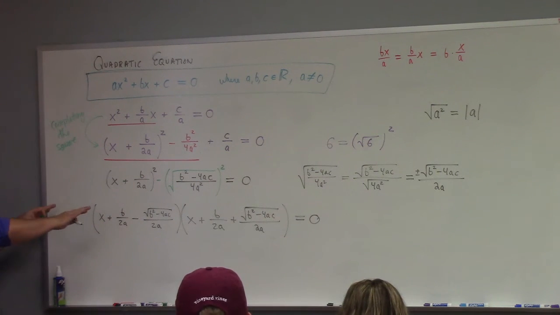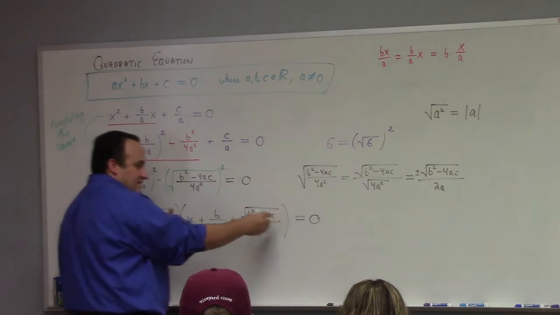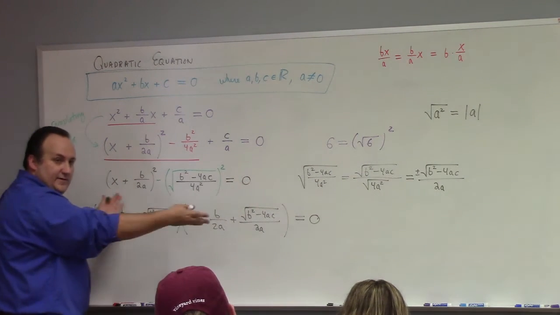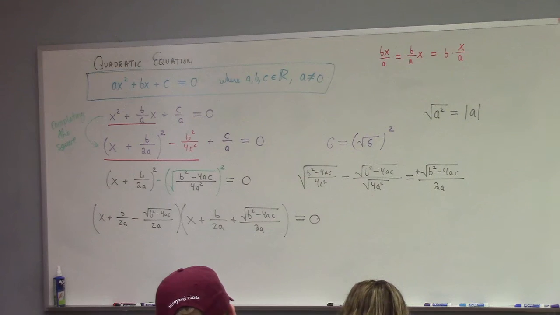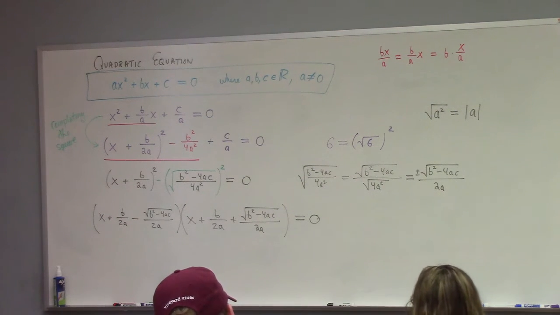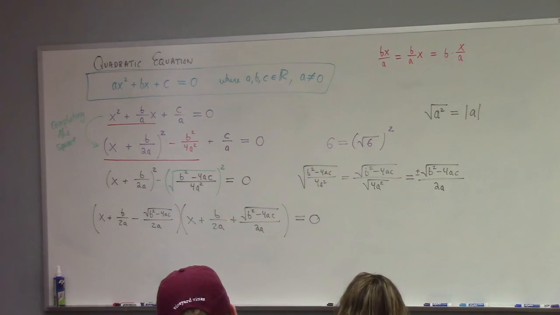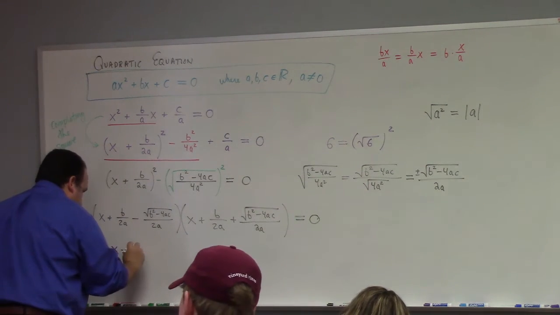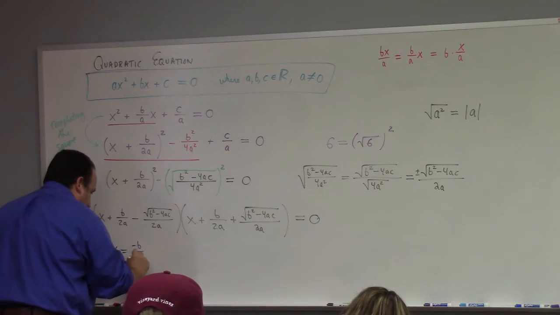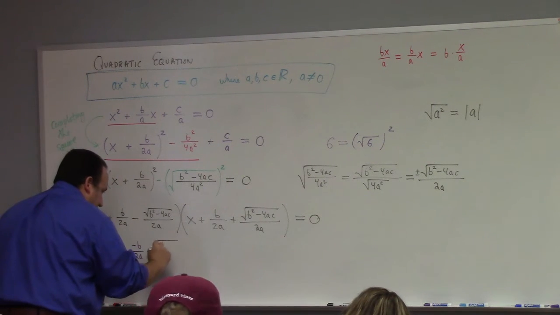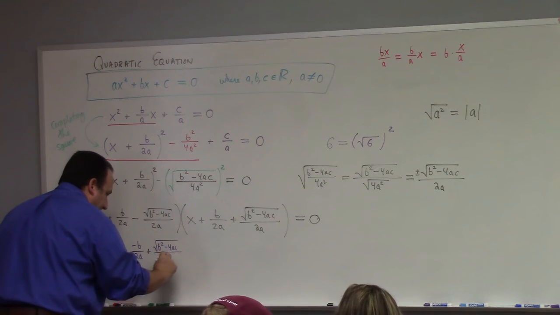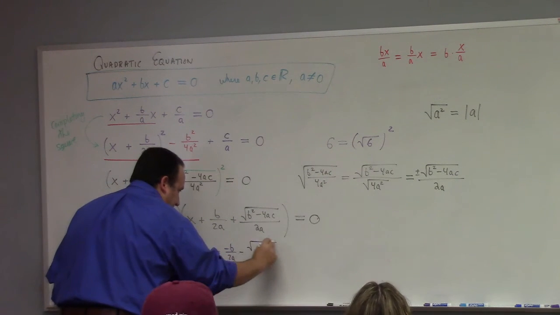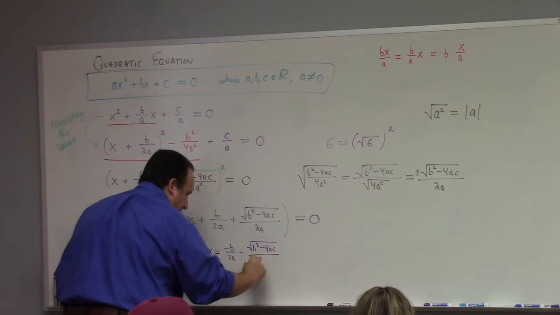Now what? The principle is this, right? If I have two quantities multiplied together equal to 0, the only way they can be 0 is if either one or the other is 0, right? Can you have two numbers multiplied together to get 0 unless one of those numbers is 0? No, you have to have one of them as 0, right? So what does this give us? This either gives us, in this case, x equals minus b over 2a plus the square root of b squared minus 4ac over 2a. Or in this case, we get x is equal to minus b over 2a minus the square root of b squared minus 4ac over 2a.